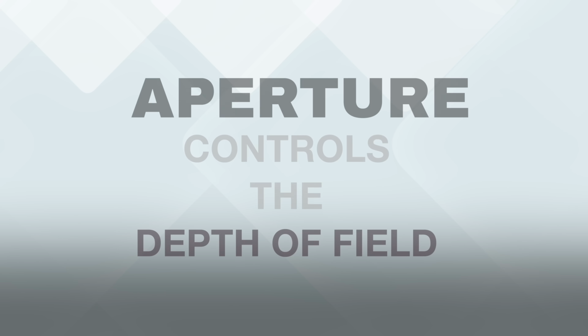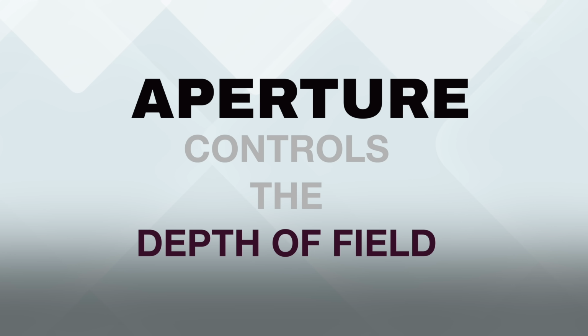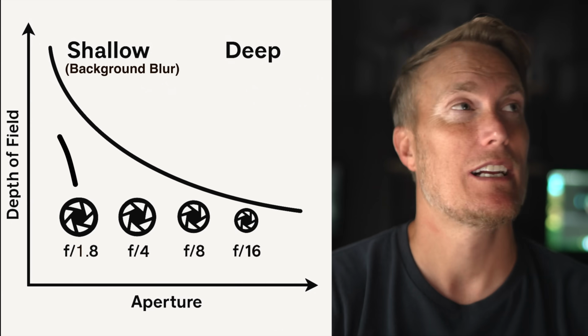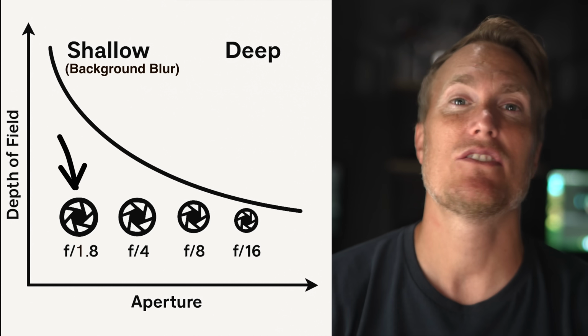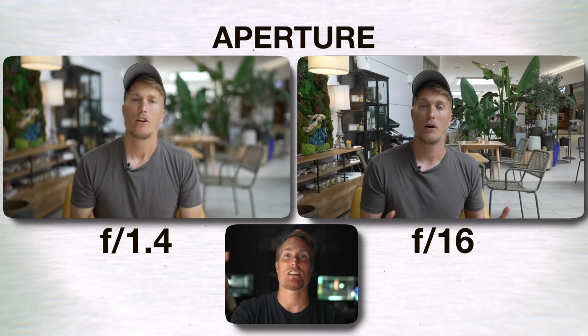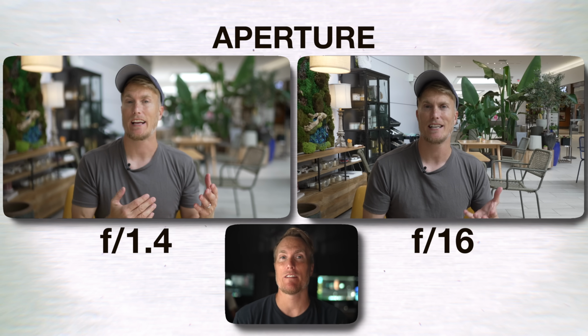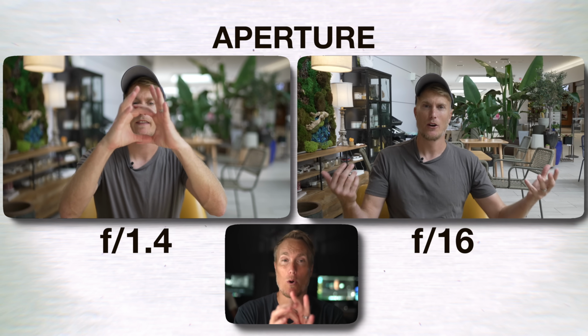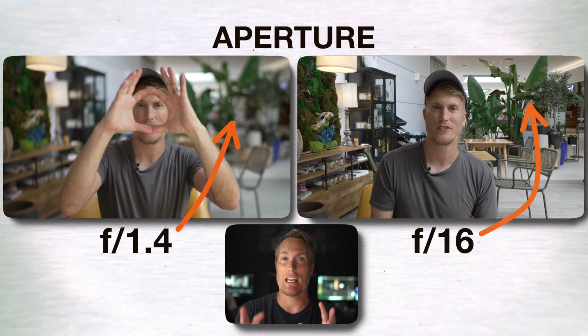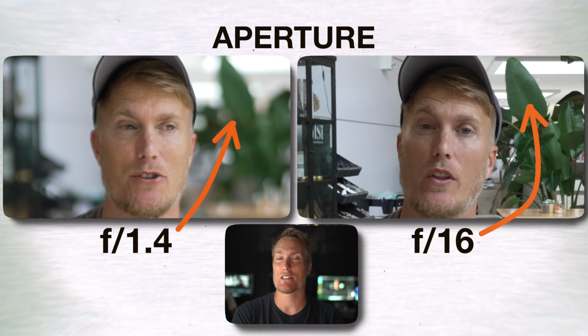Aperture controls the depth of field, or how much of your image is in focus from front to back. It's also referred to as f-stop. A lower f-stop number, like f1.8, means that you'll have a wider aperture, which will give you a shallower depth of field. This will also produce more of a background blur. A higher f-stop number, like f8 or f11, means that you're going to have a narrower aperture, and that keeps more of the image in focus from the foreground to the background.